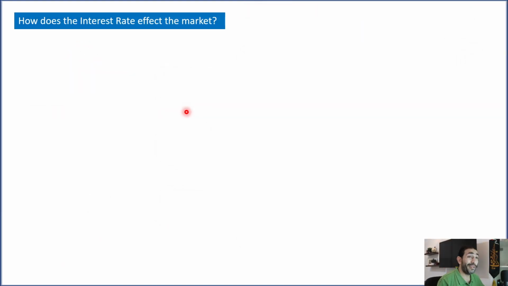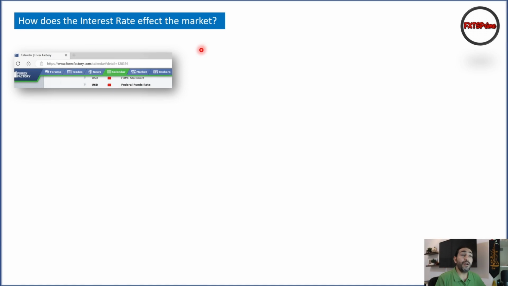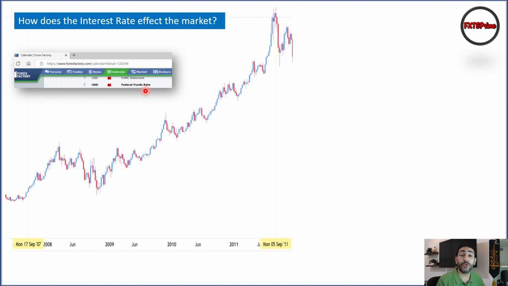Now I'm going to tell you how the interest rate affects the market, and I am going to give you a real example. So please bear with me and focus on this chart. This is what you normally see on the Forex Factory website. You will see the federal funds rate, but most of us don't know what it means and what is happening when the interest rate goes up and when it goes down. So this is what I'm going to explain to you on the chart.